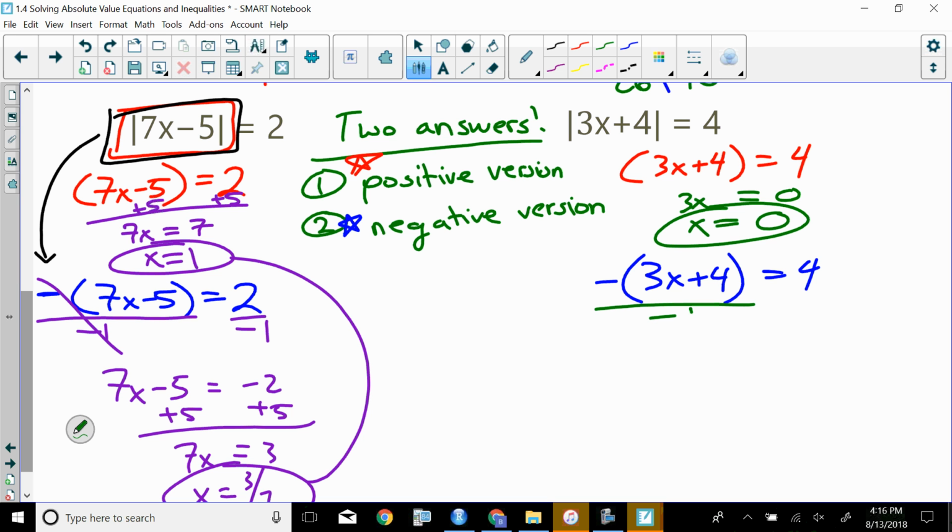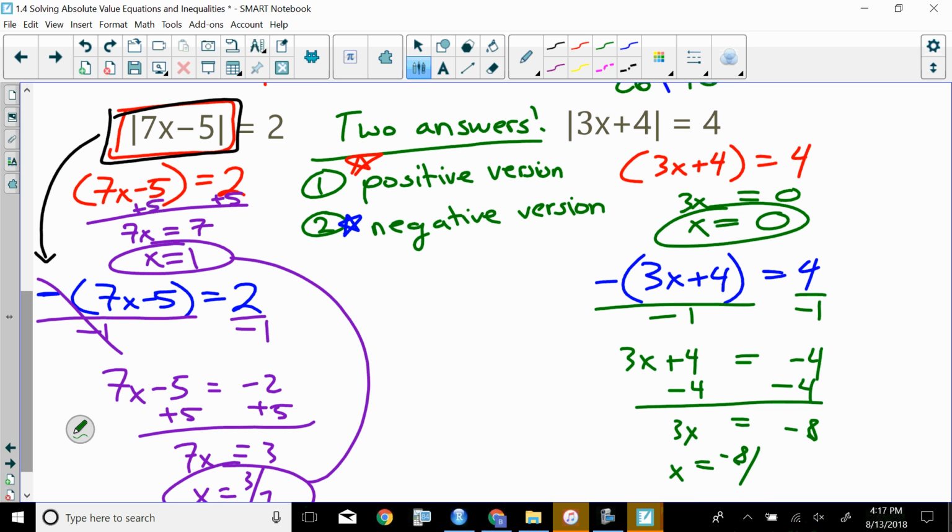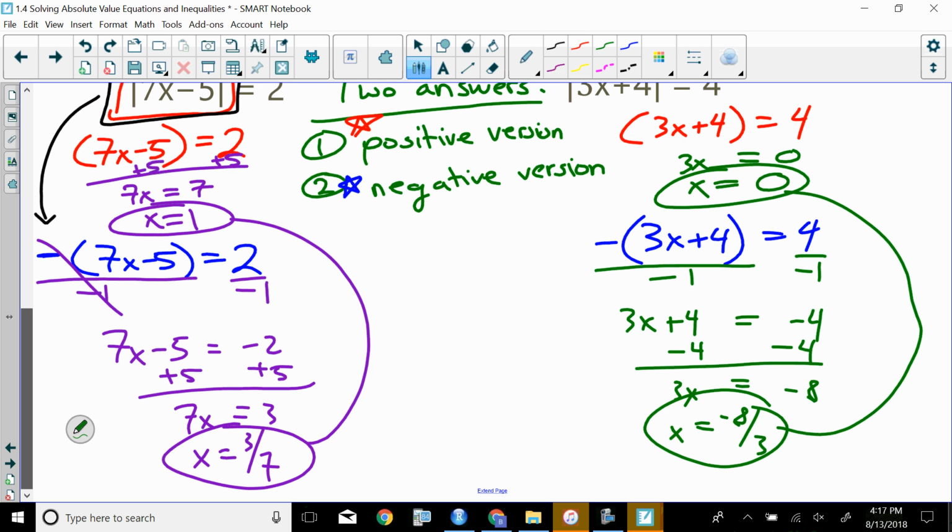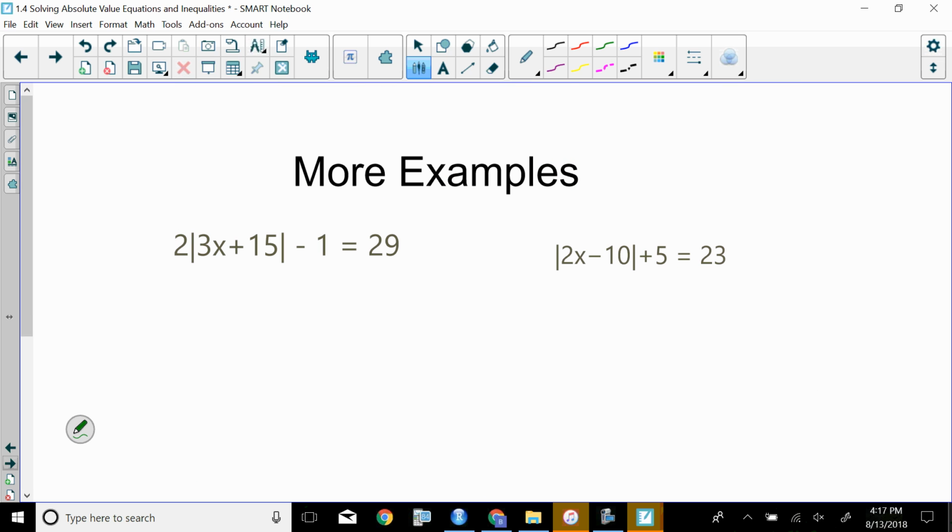Here, I think I'll get rid of this negative again. So I have a negative 4 over here. I got 3x plus 4. Subtract 4, subtract 4. I'm getting a negative 8. Be careful there. And then I divide and I get a negative 8 thirds. And those are my 2 answers. All right. Let's see if we can do a little bit harder problem. Take your time, pause the video and then write down these problems.